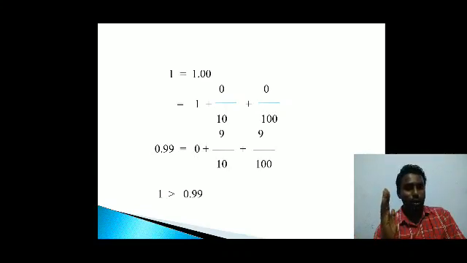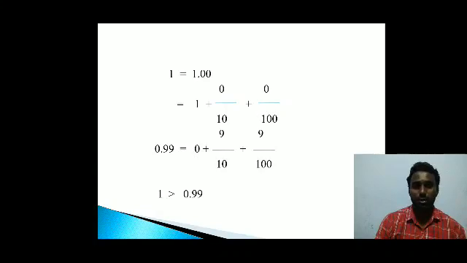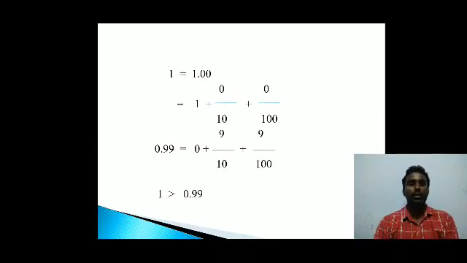Okay, so the whole number is 1 in the first case, 0 in the second case. So obviously 1 is greater than 0. So no need to look at the 10th digit and 100th digit and all. If the whole number is greater, from that itself we can predict which will be greater. Okay, so 1 is greater. We should not look at the 10th and 100th digits. So we can write 1 is greater than 0.99.